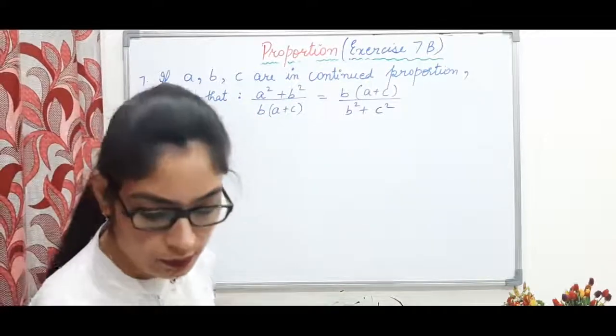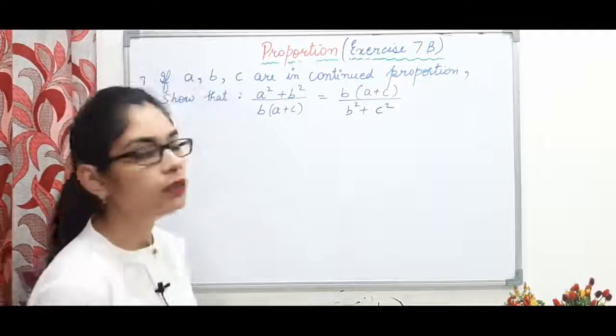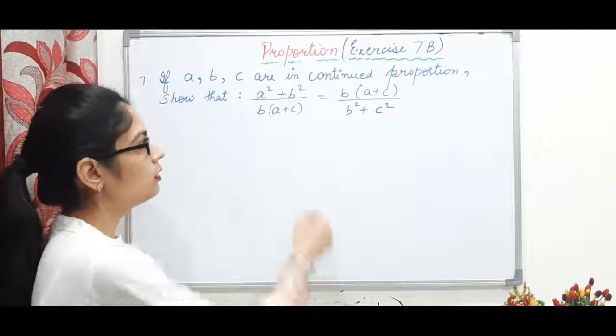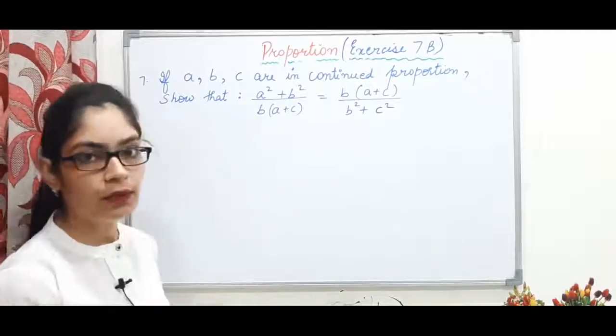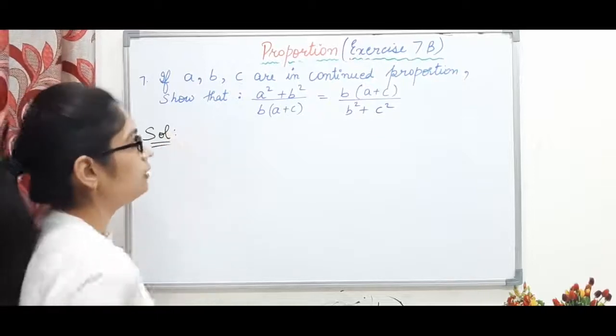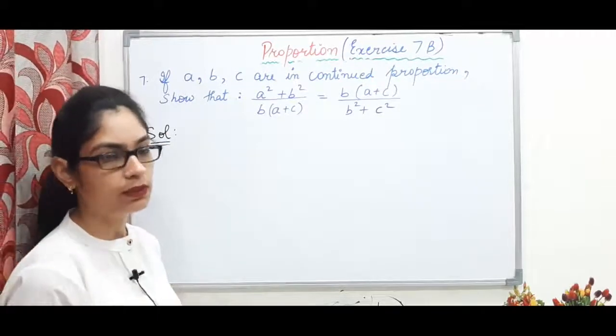For that we just have to use the given things. Whatever is given to us, we'll make use of all the given things to prove these two sides equal to each other. So let's start. First we will write all the given things.